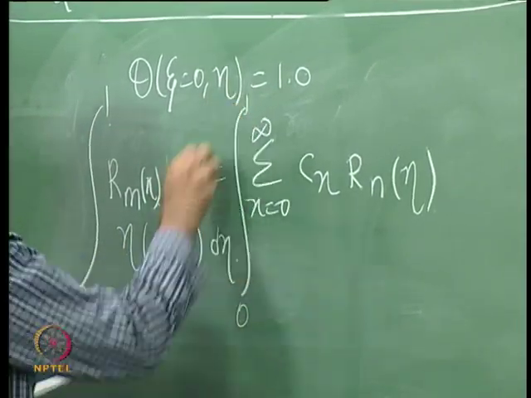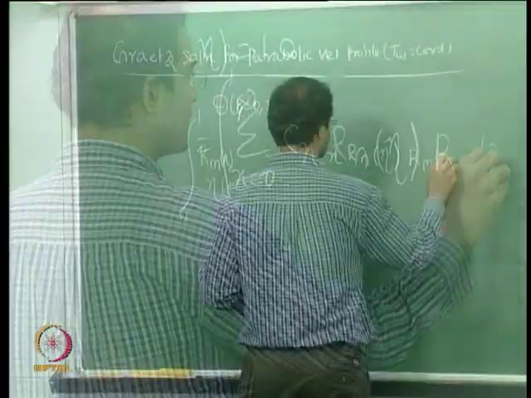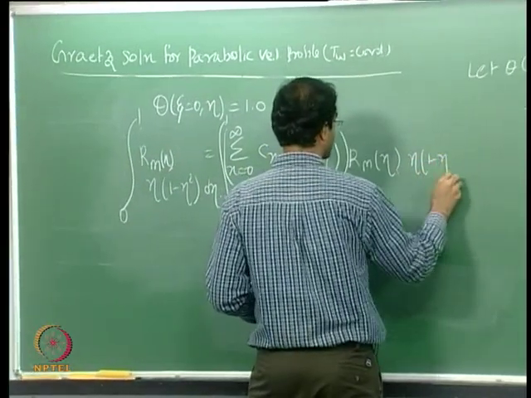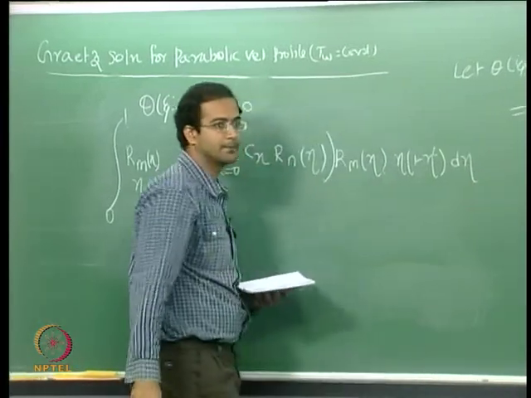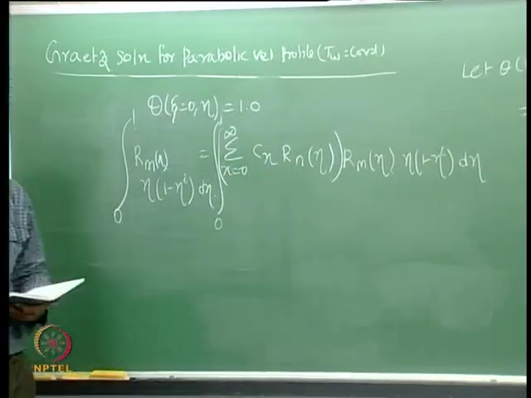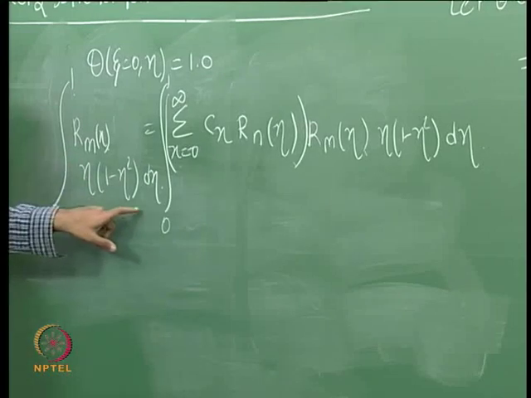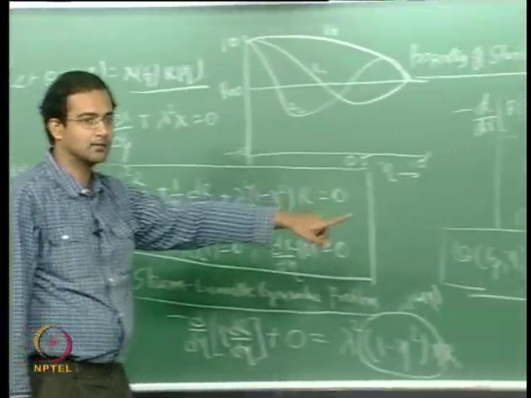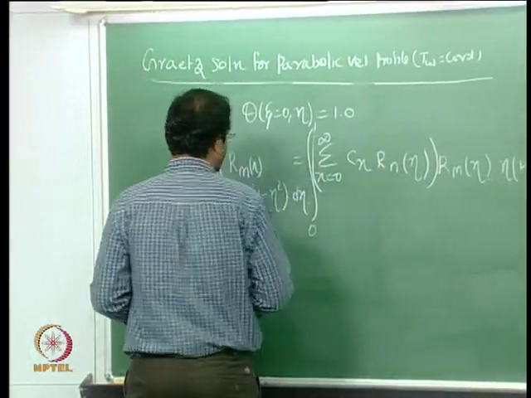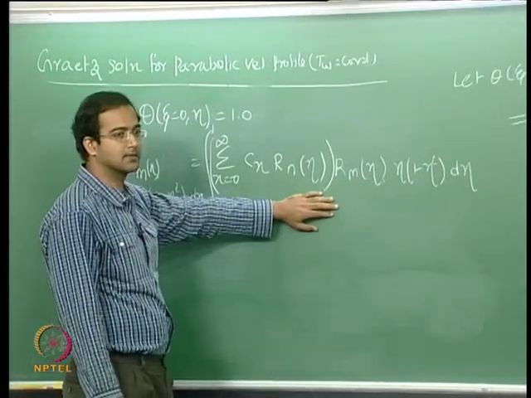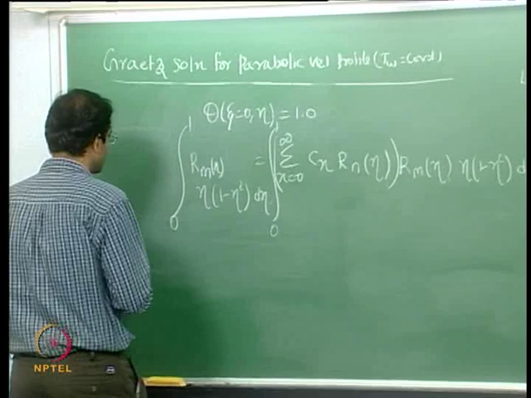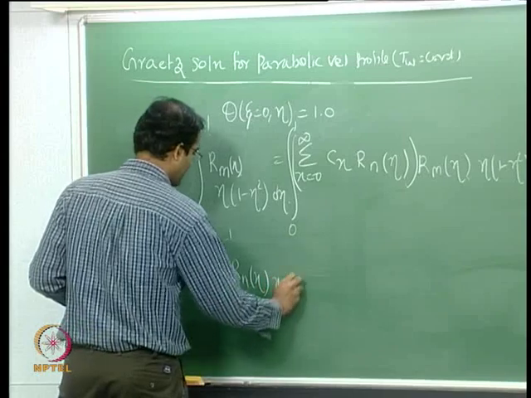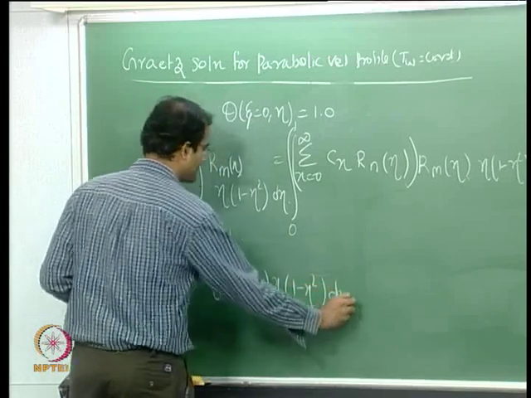So this is also the same. I have Rm eta into eta into 1 minus eta square d eta, okay. So multiply by Rm eta into the weighing function and integrate both sides. Now I make use of my orthogonality property. Therefore only for m equal to n this will be non-zero, okay. So this will turn out to be 0 to 1 Rn of eta into 1 minus eta square d eta.